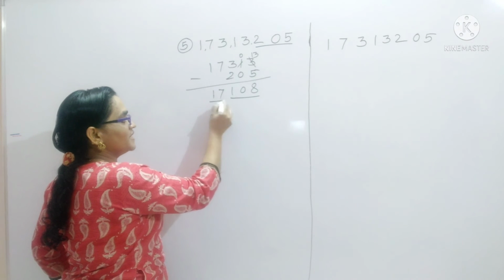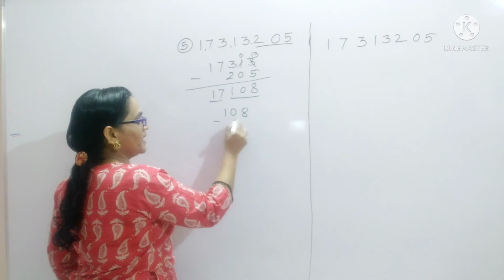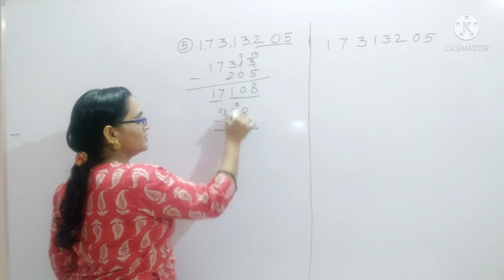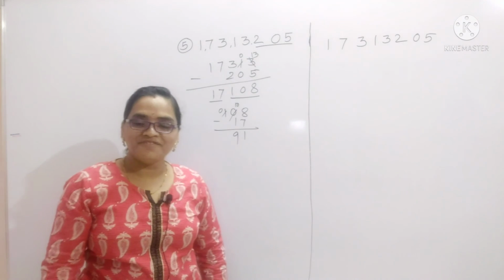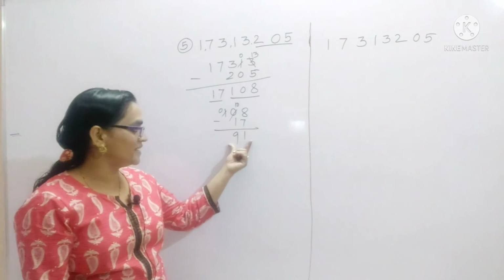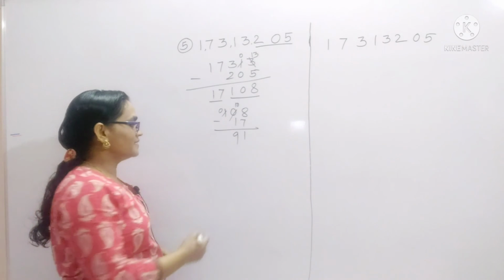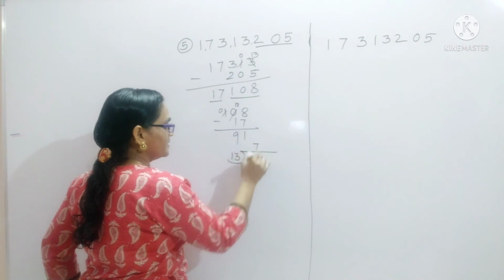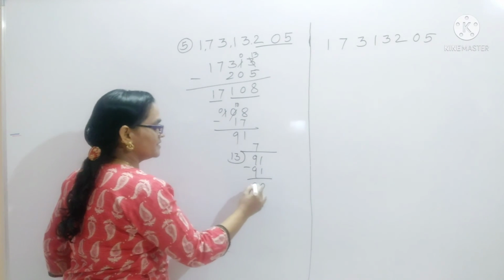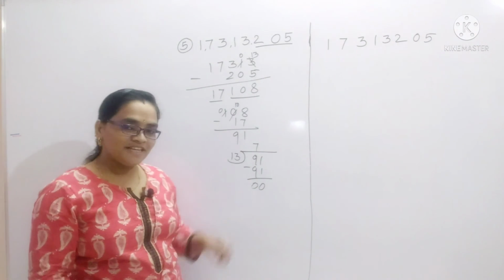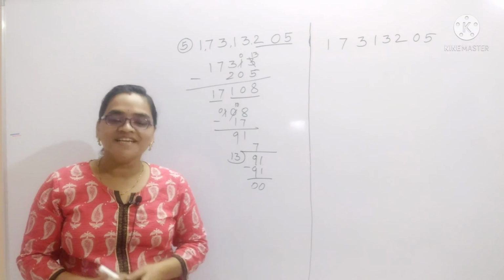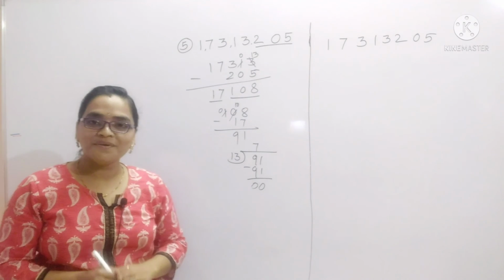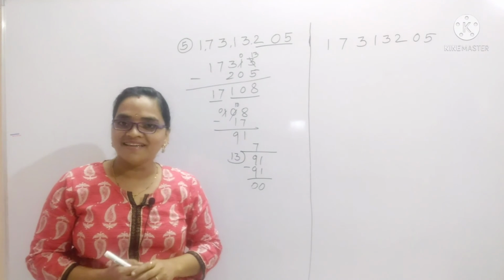Then subtract 17 from 108: 108 minus 17. 8 minus 7 is 1, 0, 10 minus 1 is 9, so the difference is 91. And 91 is divisible by 13. Yes, 91 divided by 13, 13 sevens are 91. The remainder is 0, which means 91 is divisible by 13. So the given number 1,73,13,205 is also divisible by 13.